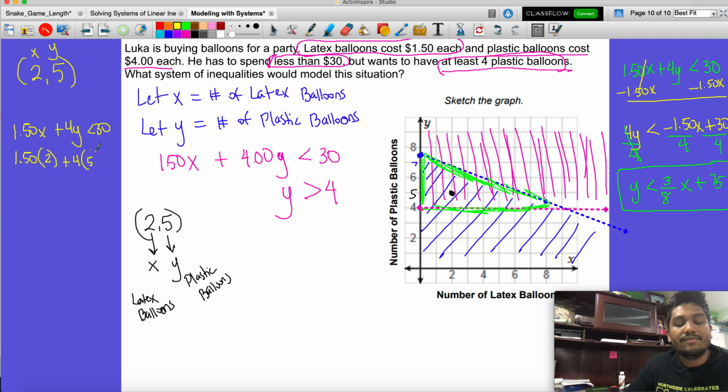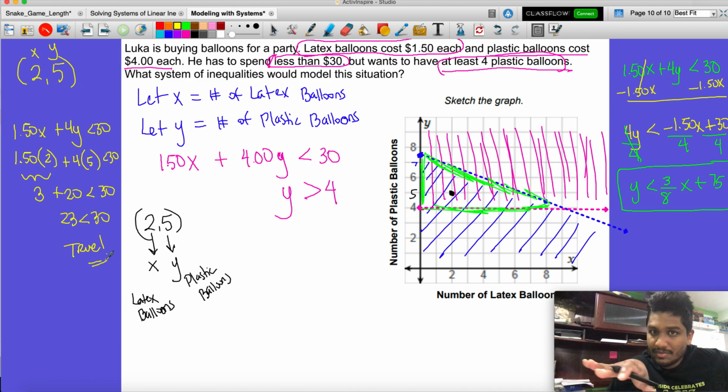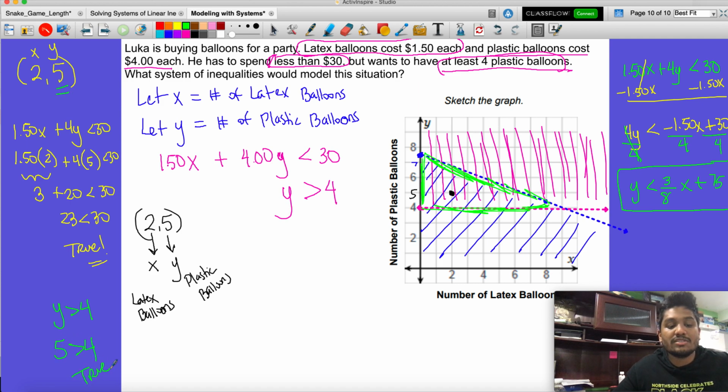So if you bought 5 plastic balloons, is that less than 30? So let's see, 1.5 times 2 is 3, plus 20 should be less than 30. And 23 is definitely less than 30. This is absolutely true. But just because it's true for one doesn't mean anything. It has to be true for both of them. So if we go to the other equation that we have, this other constraint was just that y had to be greater than 4. Well, that's easy because we have that y was 5, and 5 is obviously greater than 4, so this is true.